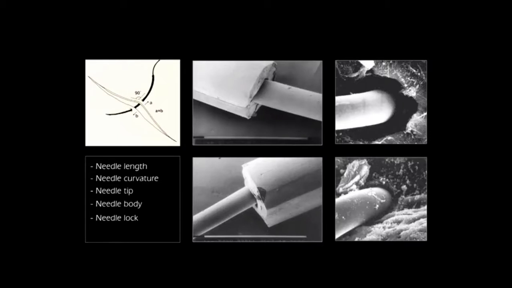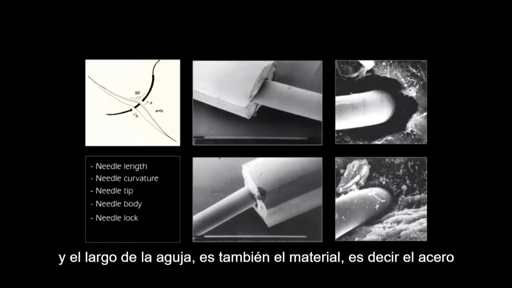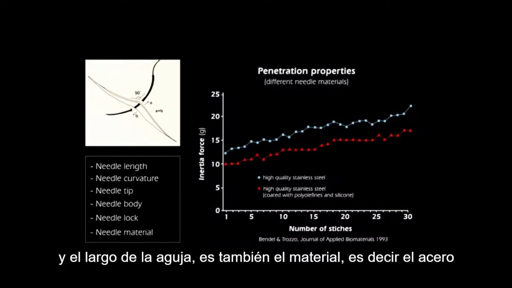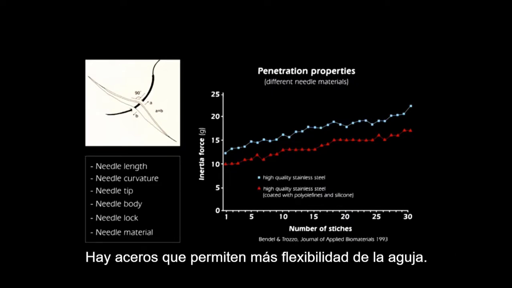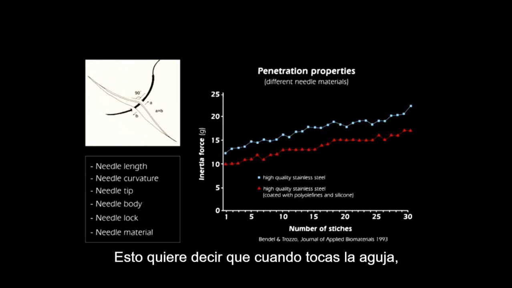But it's not only the configuration and the length of the needle, it's also the material, namely the steel, which will influence the behavior of the needle. There are steels that allow more flexibility of the needle. That means when you touch the needle, it will bend less compared to other needles.